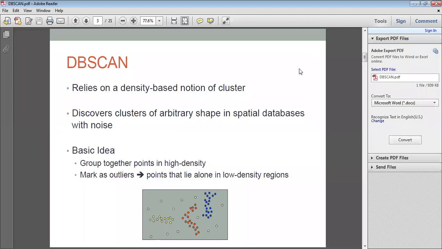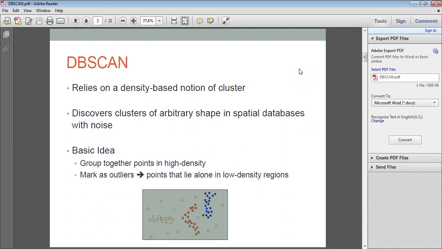Hello students. Today I'm going to teach you the DBSCAN clustering algorithm. DBSCAN stands for Density-Based Spatial Clustering of Applications with Noise. This clustering algorithm is a density-based clustering algorithm in which we discover clusters of arbitrary shape, which are stored with some noise.